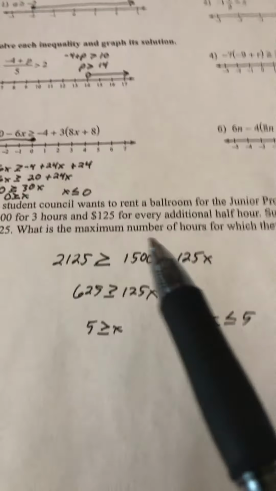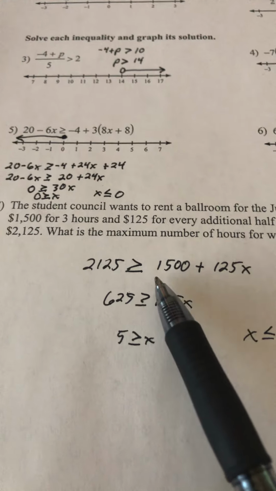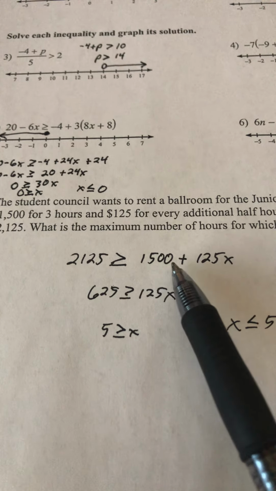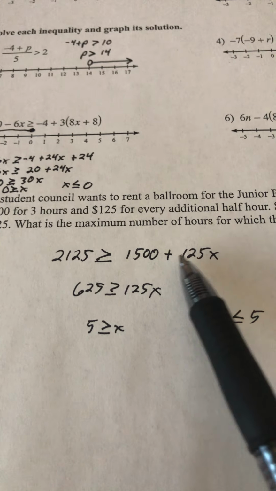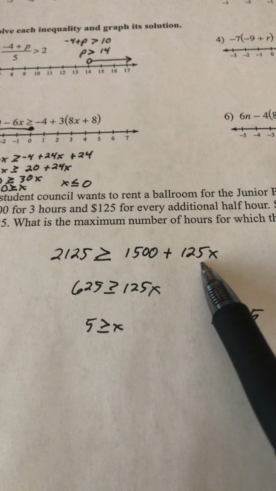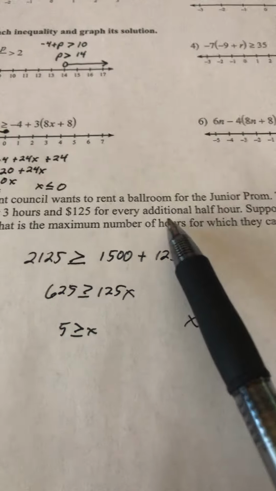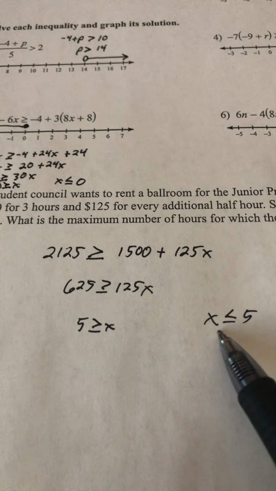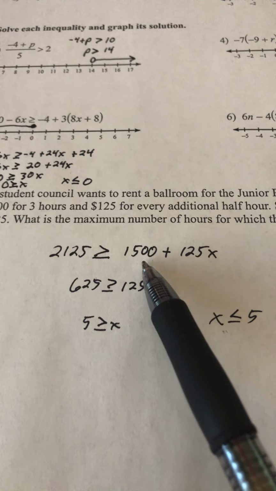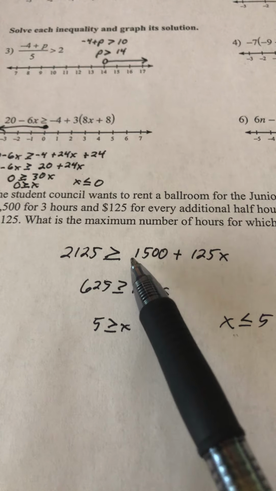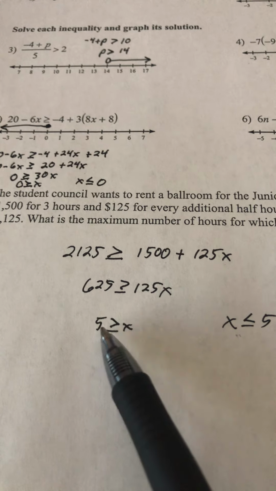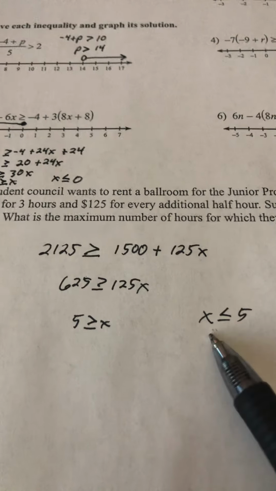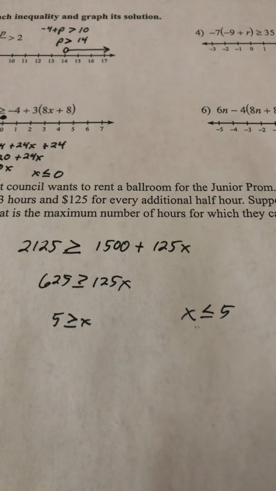So, first of all, we have the $1,500. That's going to be the 3 hours. So the additional amount is the additional half hours. So this is not the final answer here. I'm going to subtract 1,500 from both sides and then divide by 125, and you get 5 is greater than or equal to x, or x is less than or equal to 5.